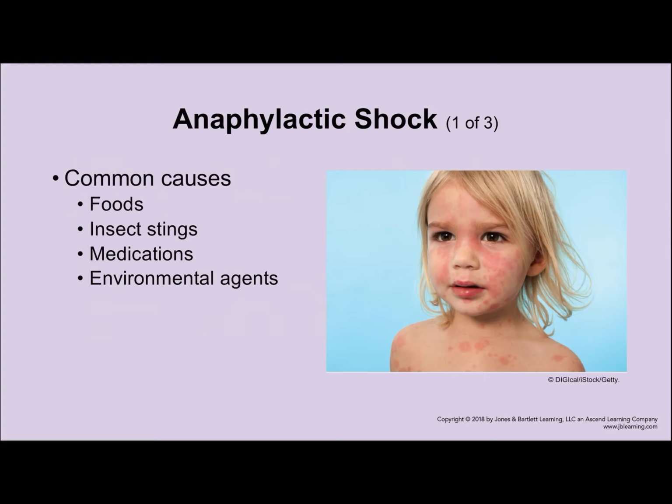All right, the next category we'll be looking at is anaphylactic shock. And so anaphylactic shock, as we touched on previously, is a kind of distributive shock caused by a severe and sudden allergic reaction. And in children, the most common causes are usually food allergies or insect bites, sometimes medications, and sometimes other things in the environment, such as latex. You can see this child here has a rash over her face.